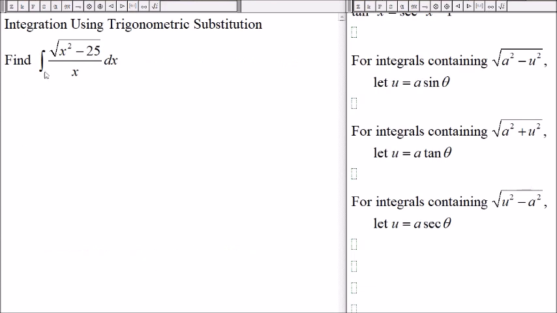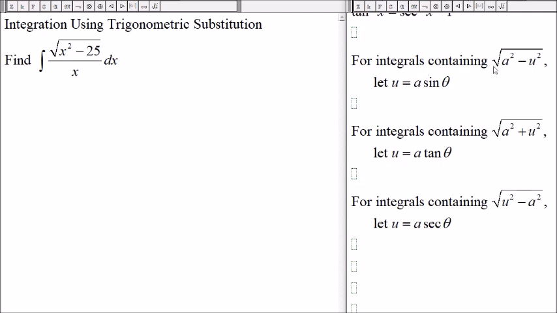We have the integral of the square root of x squared minus 25 divided by x. And with this type of integral, we'll use what's called the trigonometric substitution method. And to use this method, we would use these suggestions right here.